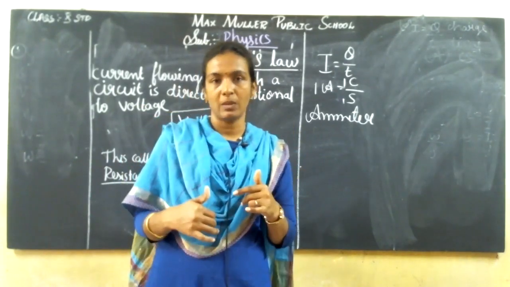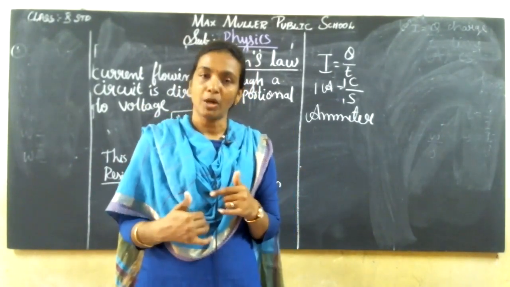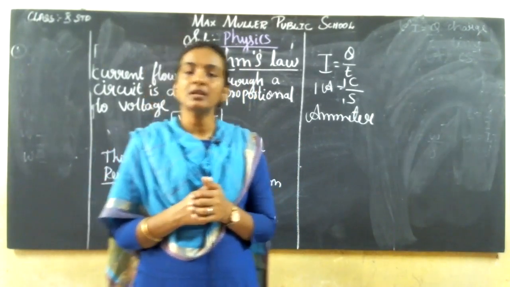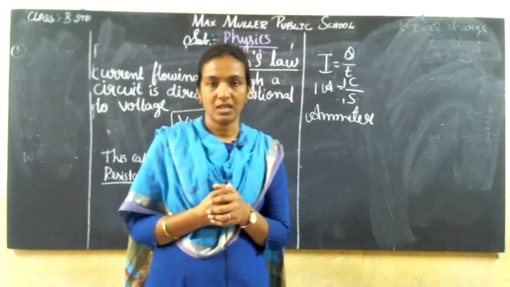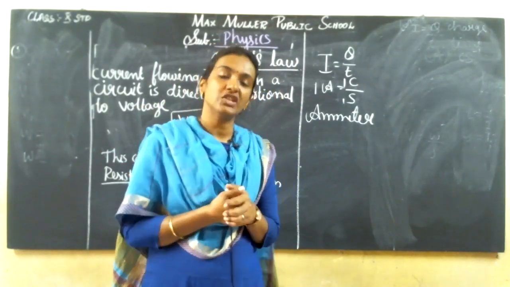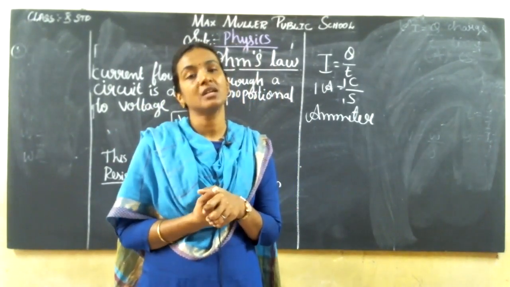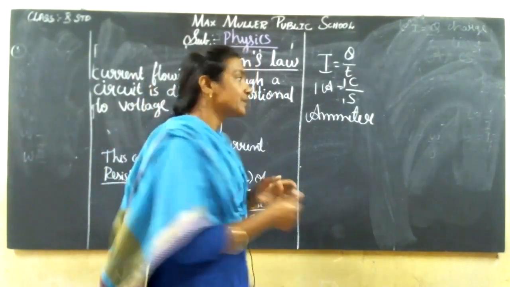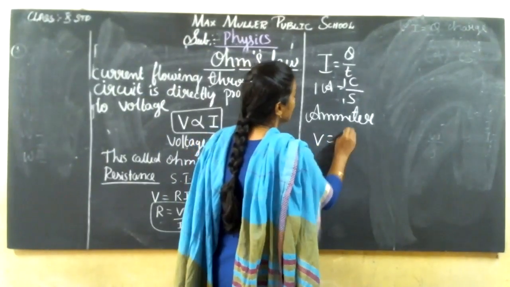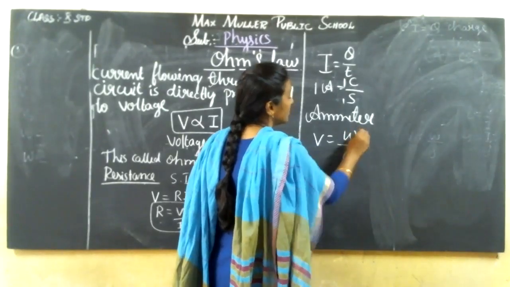We have done one problem also. After that, we learned about electric potential and potential difference, and the definition of potential difference. What is the formula to find the potential difference? V = W/Q. What is W here?